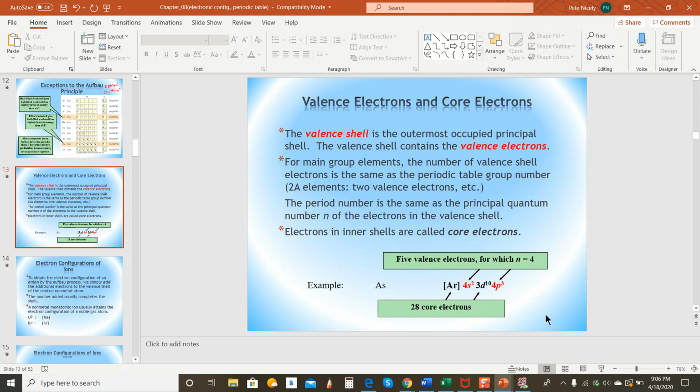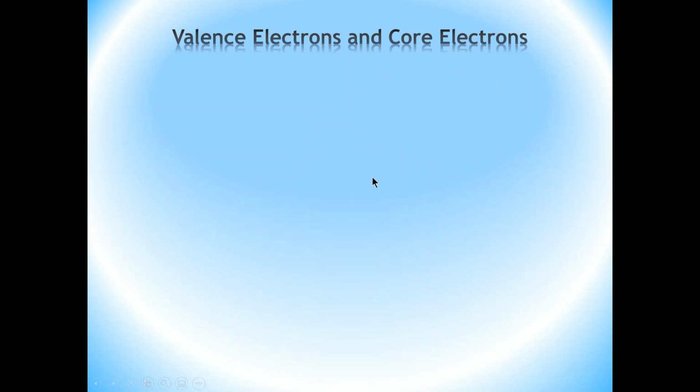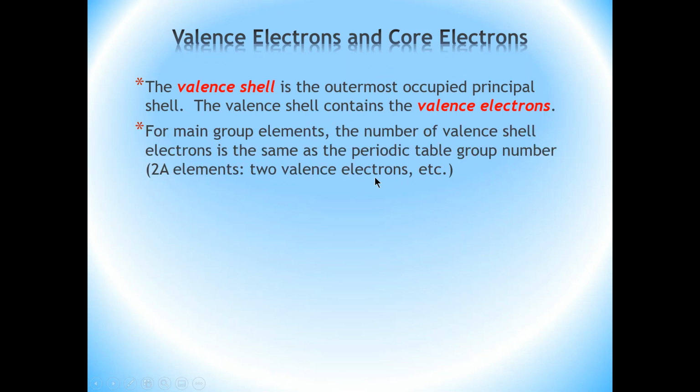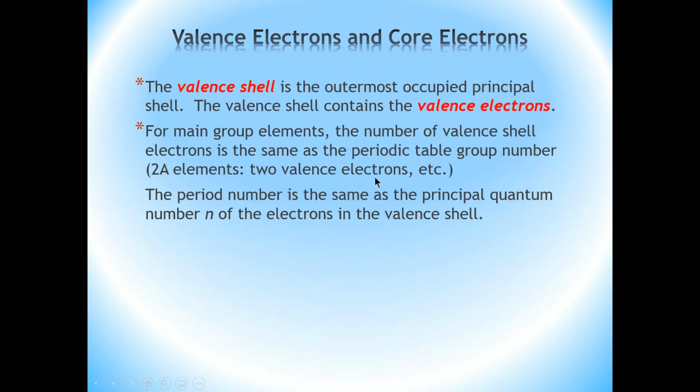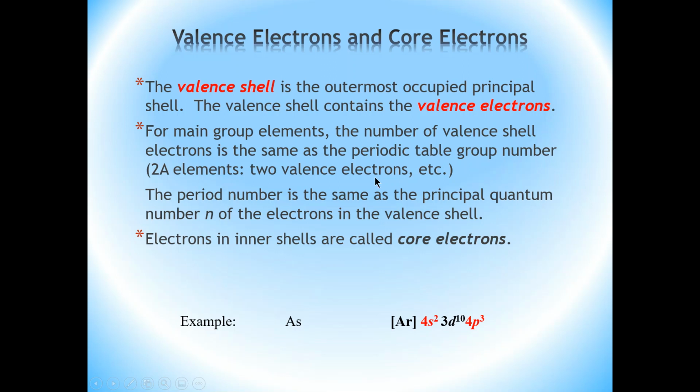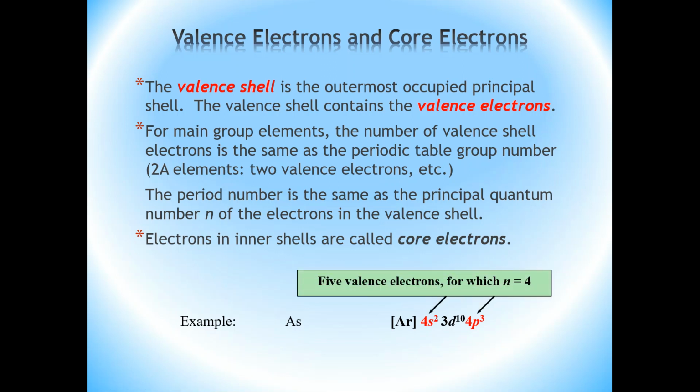Okay, so let's talk about the difference between two types of electrons that can be found in any atom. We have two categories: valence electrons and core electrons. The valence electrons, I think we met before, but just in case we haven't, by definition, are the electrons that occupy the shell with the highest n value, or principal quantum number value.